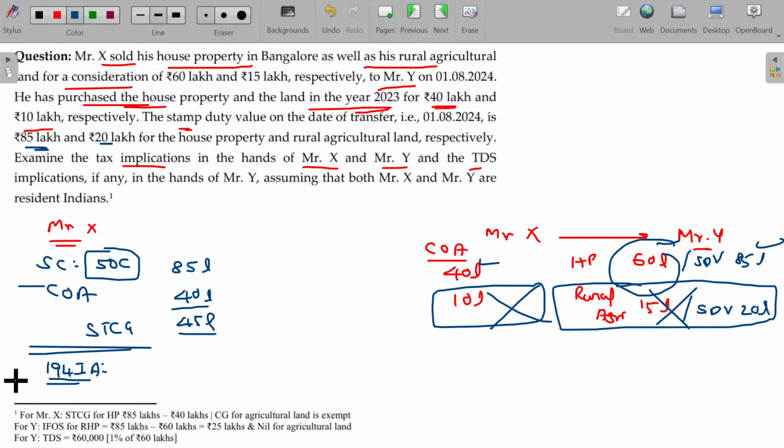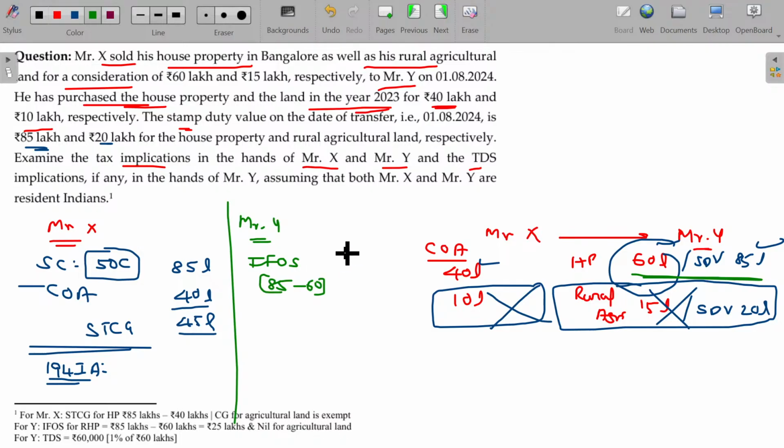As per 194IA, it is applicable for whom? For Y, for the payer. So let me calculate for Mr. Y's case. In case of Mr. Y, he gets the immovable property for inadequate consideration. If the inadequacy of the consideration is more than 50,000, then that difference is considered as a gift, so income from other sources. How much is that? 85 minus 60, 25 lakhs is falling under income from other sources.